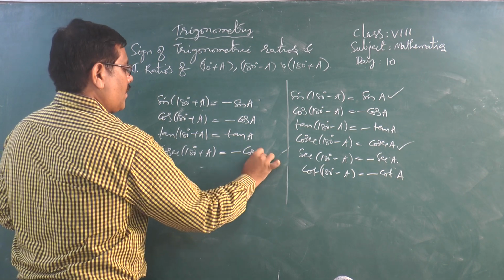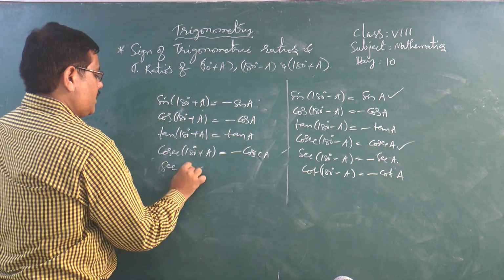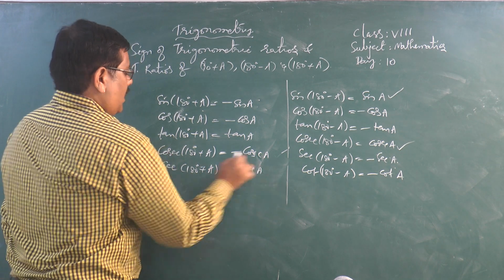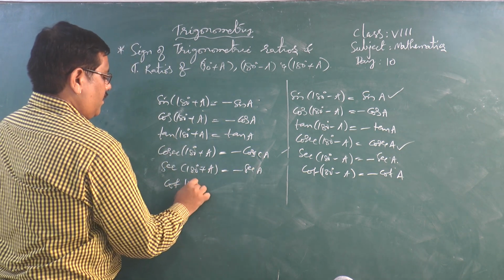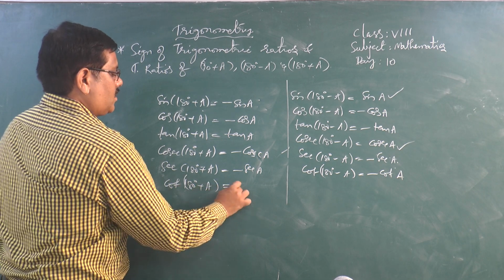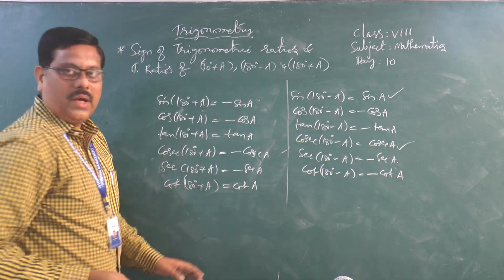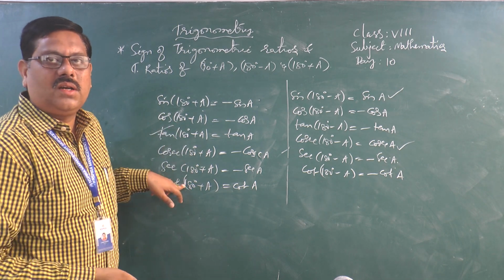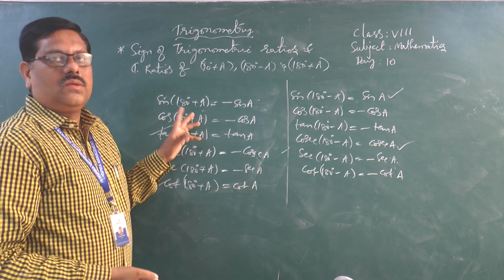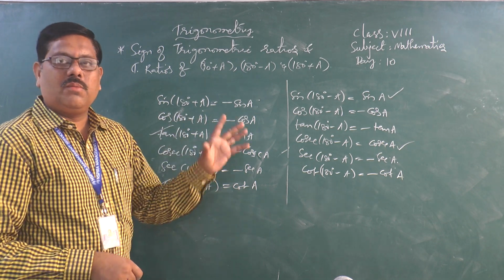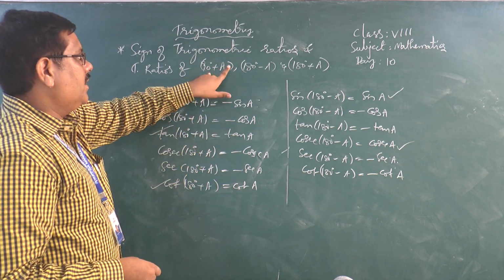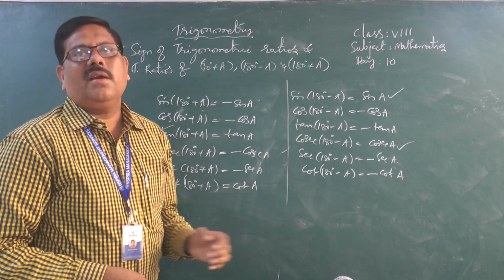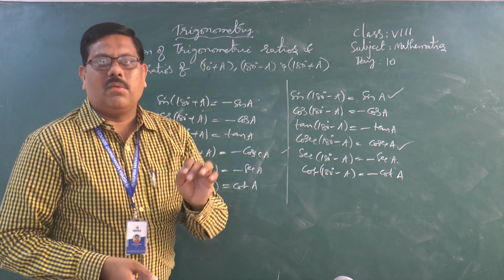Next, if you take secant of 180 degrees plus A, that is also minus secant A, and cot of 180 degrees plus A is cot A. Here only tan and cot are positive in quadrant 3, so the rest of the values are negative. This is about 90 degrees plus A, 180 minus A, and 180 plus A, for all 6 trigonometric ratios. Let us solve a few problems based on this.